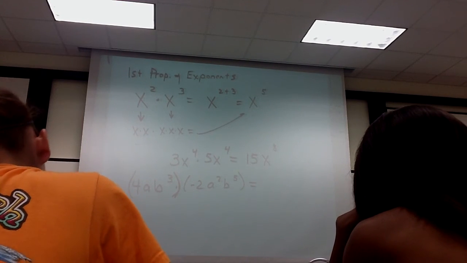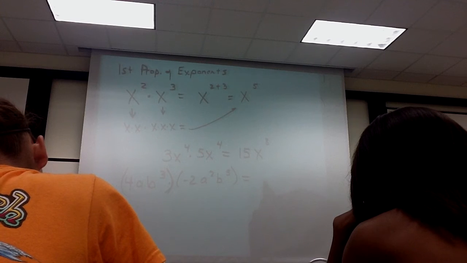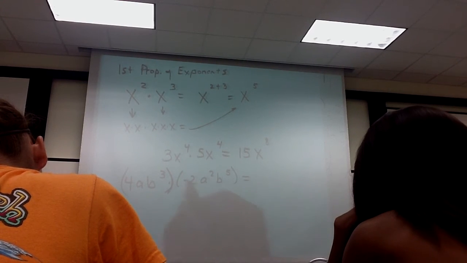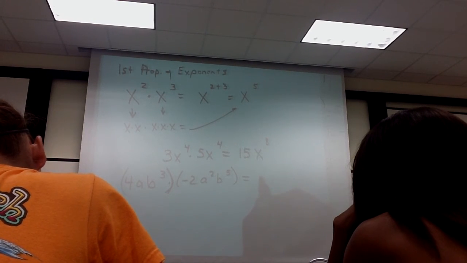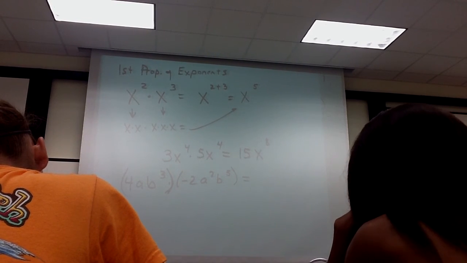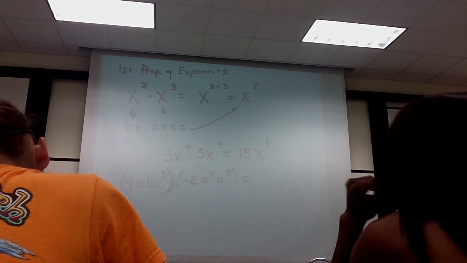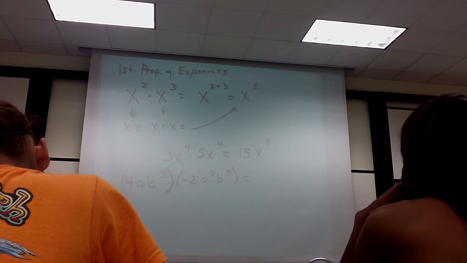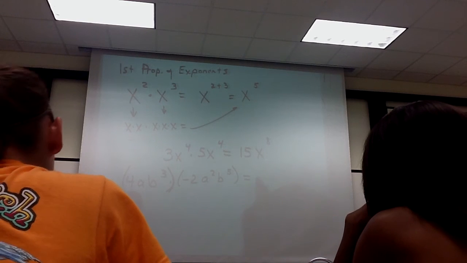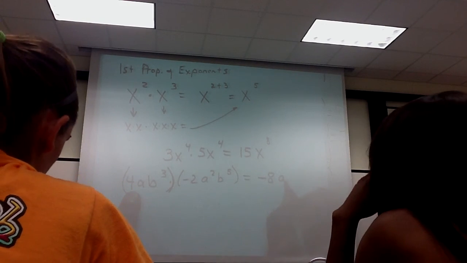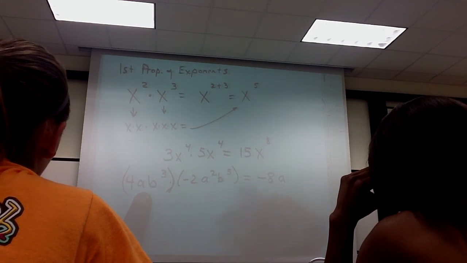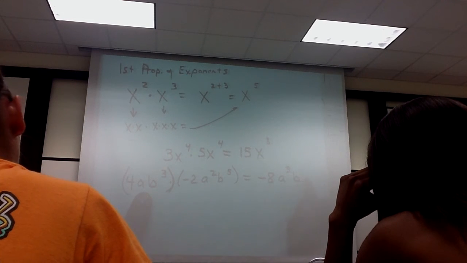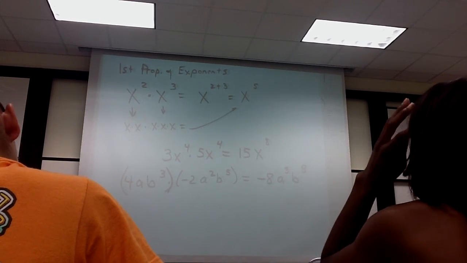What am I going to get there? Are those parentheses messing you up? Negative 8. Negative 8. 8 to the 3rd. B to the 8th. Okay, how'd you get 8 to the 3rd?